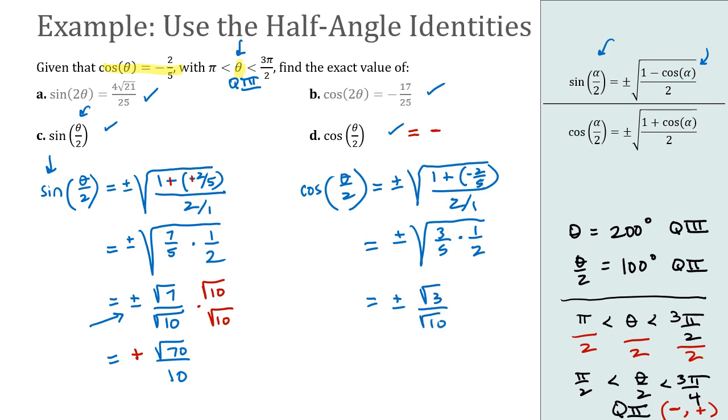And so that's going to get me plus or minus the square root of 3 over the square root of 10. I'm going to rationalize that denominator again, because I need to in this case. And I'm left with the square root of 30 over 10. And because that half angle has moved to the second quadrant, and I'm talking about the cosine, in the second quadrant, cosine is negative. So that is my final answer.